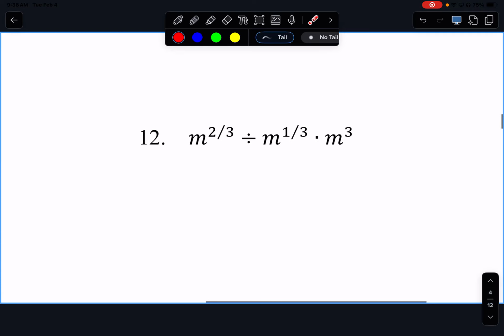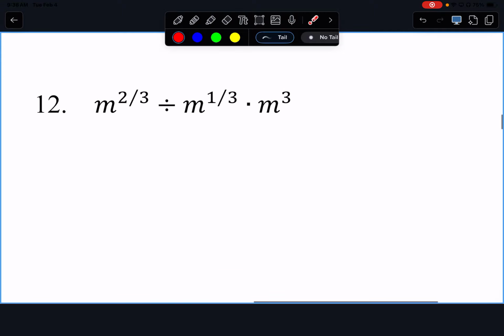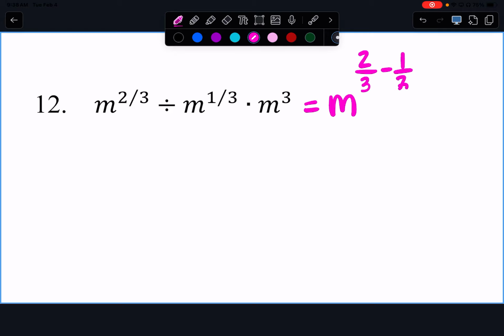All right, be quiet, please. For this one, what do we do when we divide? When we divide, we do what with our exponents? When I multiply, what do we do with our exponents? So this is the same thing as saying m to the 2/3 minus 1/3 plus 3. What is 2/3 minus 1/3 plus 3?